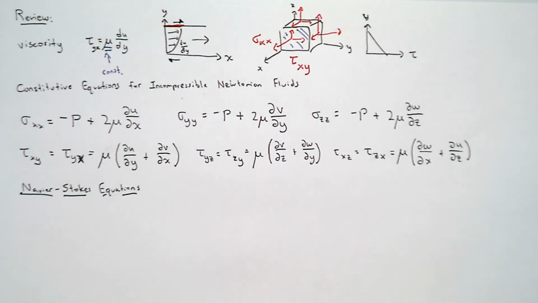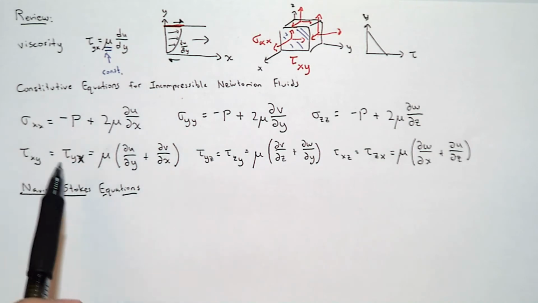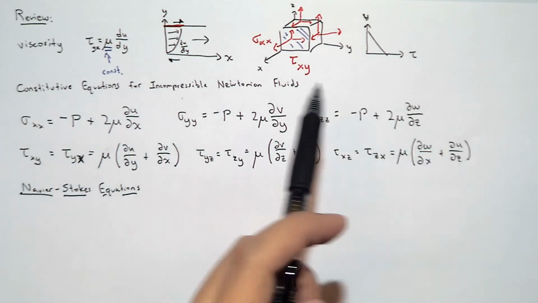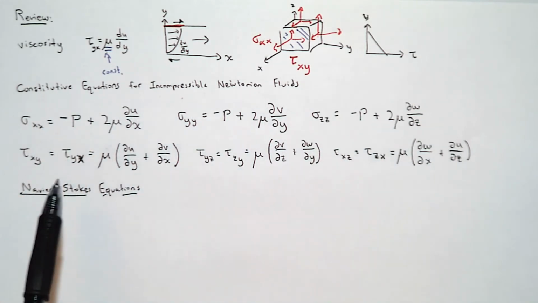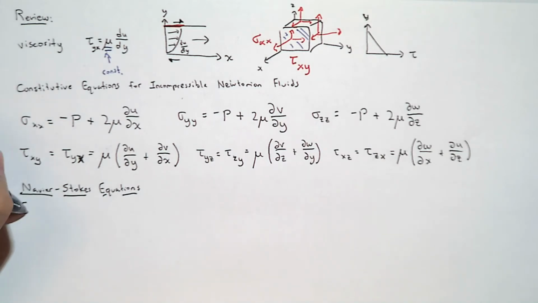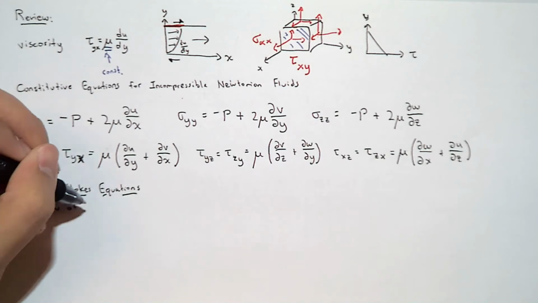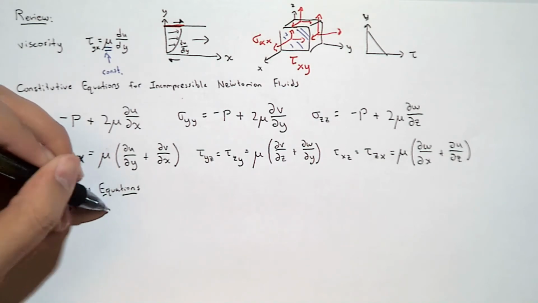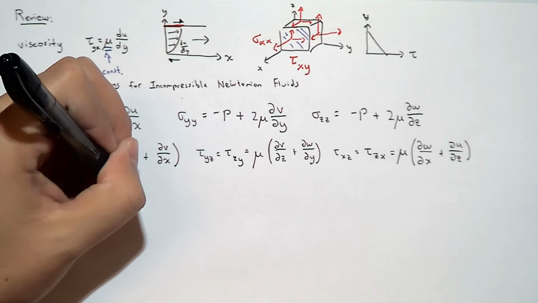So how do these Navier-Stokes equations work? Well, in order to derive Navier-Stokes equations, we need to start with the Cauchy equations of motion. But then we're going to apply the shear stresses and the normal stresses from these constitutive equations into the Cauchy equations of motion. And then we will land at the Navier-Stokes equation. So let me start first by writing down the equations of motion in the x direction.